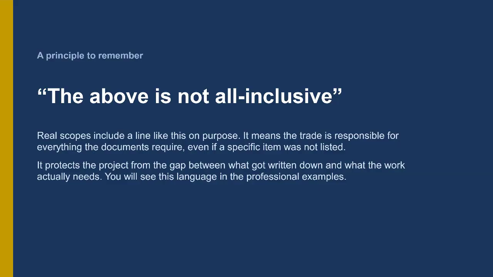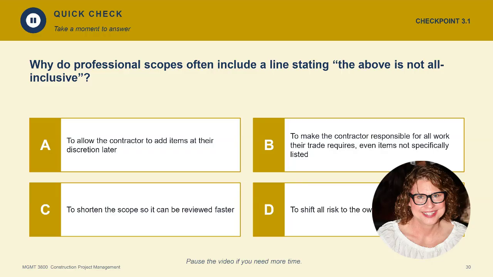Now let me check that with you before we move on. Quick check question. Why do professional scopes often include a line stating the above is not all-inclusive? A. To allow the contractor to add items at their discretion later. B. To make the contractor responsible for all work their trade requires, even items not specifically listed. C. To shorten the scope so it can be reviewed faster. D. To shift all risk to the owner. Take a moment and think about it before we move on.